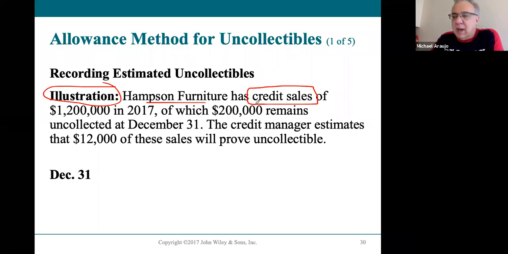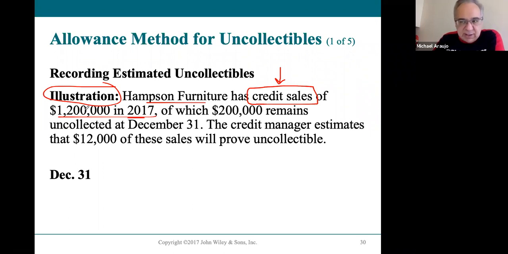Okay, so I'm still that restaurant supply company. You own a restaurant, you come in and buy some stuff from me. I sell it to you and give you an invoice, give you a bill. I've sold you that merchandise on account. That's a credit sale. Same thing. So they had credit sales of 1.2 million in the year 2017. So this is for the entire year. So again, just 12 months to a year.